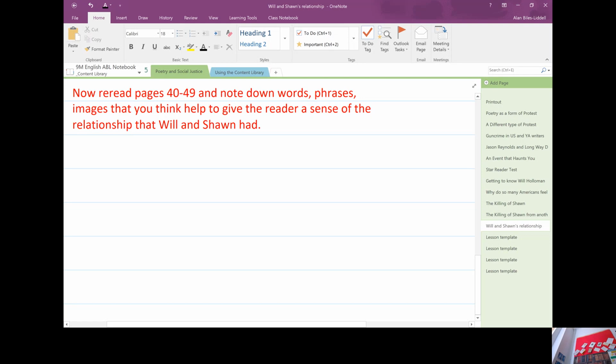Now, what I want you to do, and you can keep working in pairs if you want, is from the text jot down the words, the phrases, images created by the poetry that help to give you a sense of the relationship that Will and Shawn have. What do we learn about Shawn in those 9 pages of verse? What kind of character was he? What kind of lad was he? What was he to Will? How did Will feel about him? And what sort of relationship do we begin to see evolving between these 2 brothers over those 9 pages? On your OneNotes, pop down the quote, put an explanation beside it: why you selected it, what it reveals about Shawn and Will and their relationship.